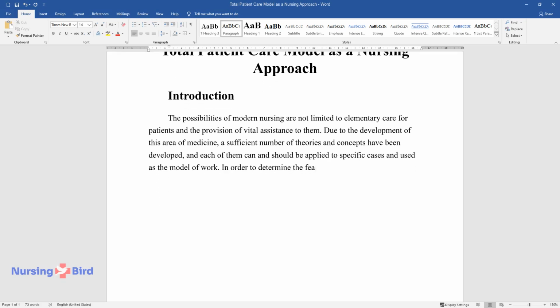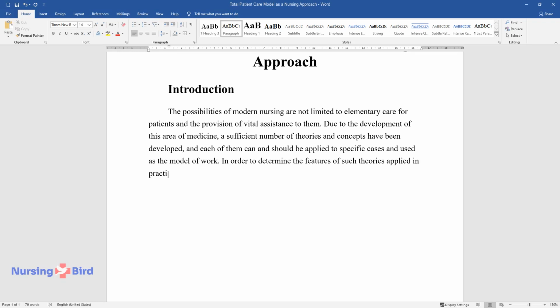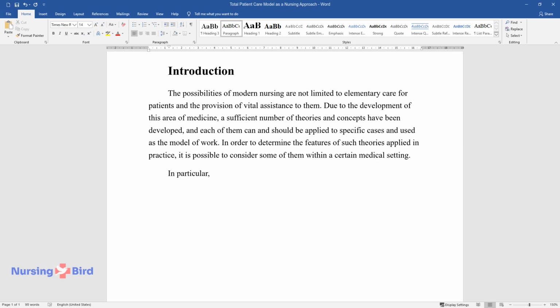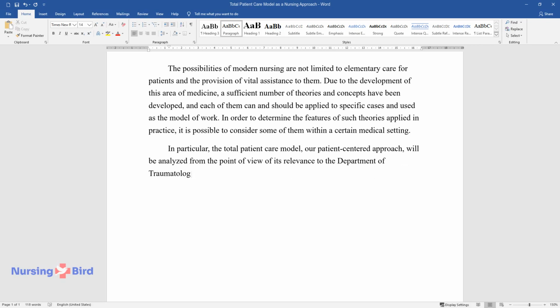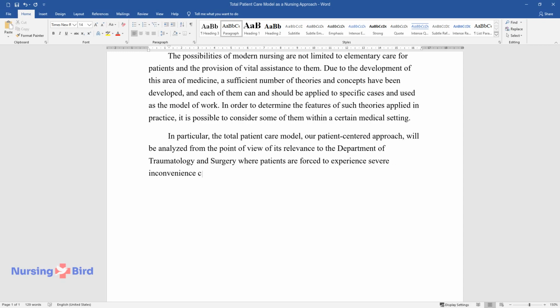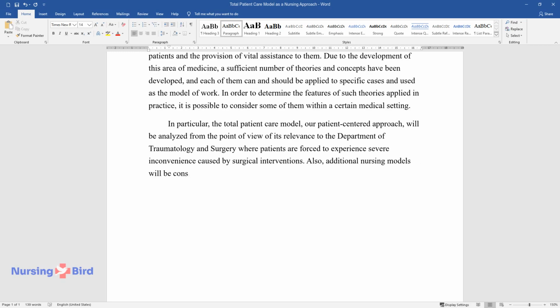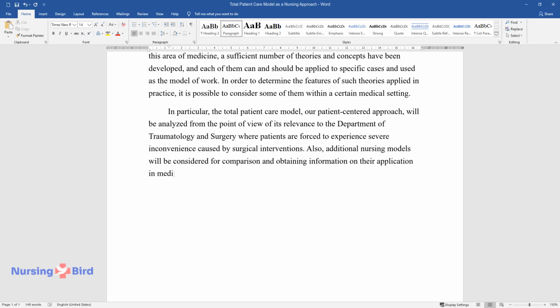In order to determine the features of such theories applied in practice, it is possible to consider some of them within a certain medical setting. In particular, the total patient care model, our patient-centered approach, will be analyzed from the point of view of its relevance to the Department of Traumatology and Surgery, where patients are forced to experience severe inconvenience caused by surgical interventions. Also, additional nursing models will be considered for comparison and obtaining information on their application in medical settings.